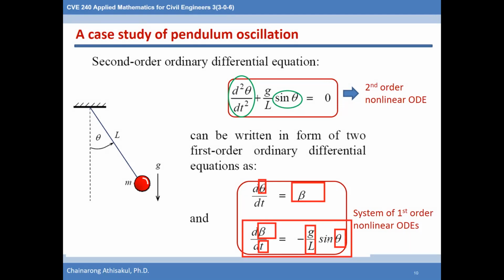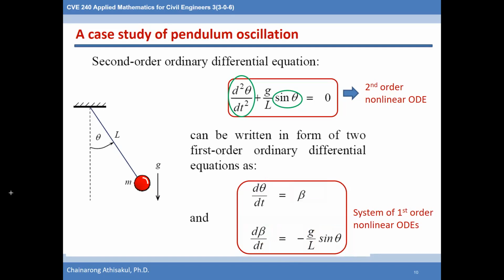Because it is not sine t, it is sine theta. If it were sine t, this equation would be linear, but it is not, it is sine theta. Theta is a function of t. It is the independent variable. Sorry, it is the dependent variable. So then this system becomes a system of nonlinear differential equations.